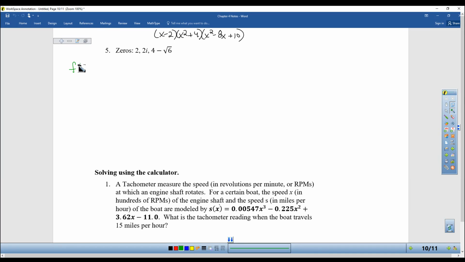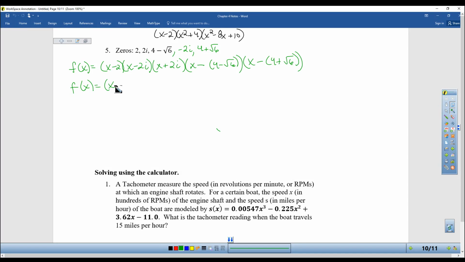Next one. So even though they didn't say it, we know that there's actually going to be 2 more zeros because if there's a plus 2i, there must be a minus 2i. And if there's a 4 minus the square root of 6, there must be a 4 plus the square root of 6. So f of x is x minus 2, x minus 2i, x plus 2i. I am grouping them together to make it easier. x minus 4 minus the square root of 6. And here's where people go wrong. x minus 4 plus the square root of 6. All zeros are x minus.